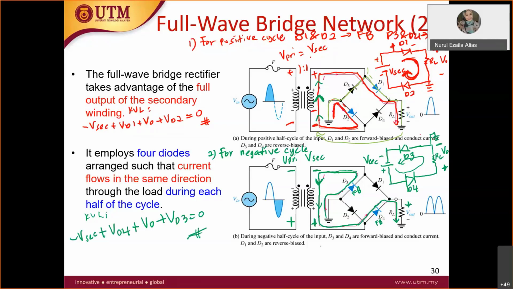From here, it doesn't matter whether D1, D4 and D3 are silicon or another diode, you will get your V out. Finally, your output will look something like this. During the positive cycle, you get positive voltage. During the negative cycle, you also get positive voltage, which is your objective. So both are getting positive voltage.